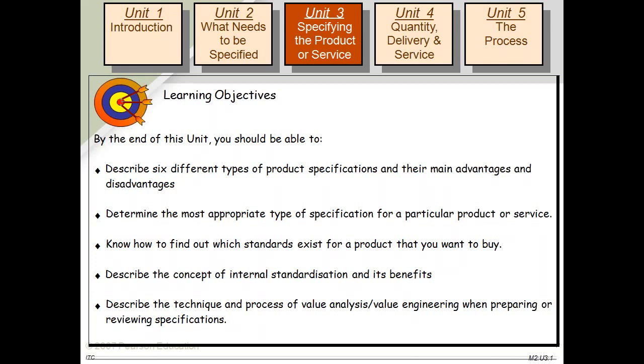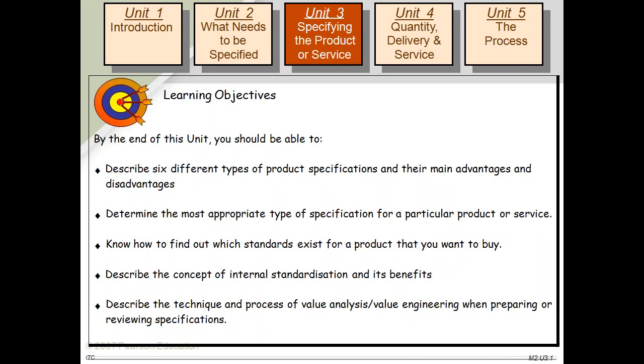The next comes knowing how to find out which standards exist for a product. Keep in mind that we do have international standards, local standards, national standards, European standards for every product, whether it's goods or service. So there are international standards. Sometimes we try to build up our own standards, and that has its own benefits.